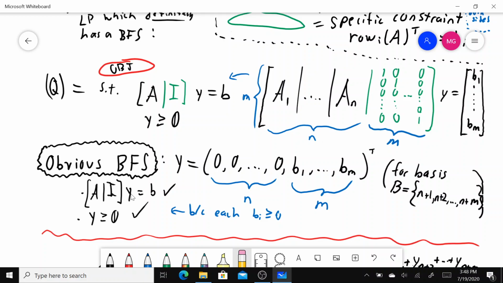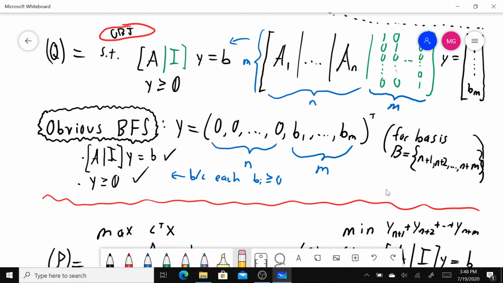A appended by I times y is b, and then y is non-negative because each of the components are either zeros or they're the components of b, and we've already assumed above that the components of b are non-negative, and so that ensures that this is non-negative. And then of course it's basic feasible because of the non-basic components. The basic components are the m. The non-basic components are the first n, and they're all zeros. So then obviously that's a basic feasible solution.